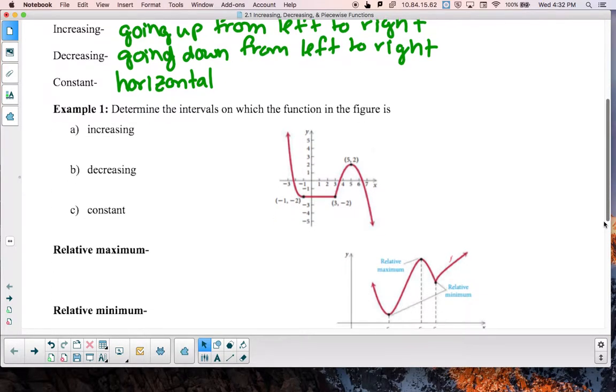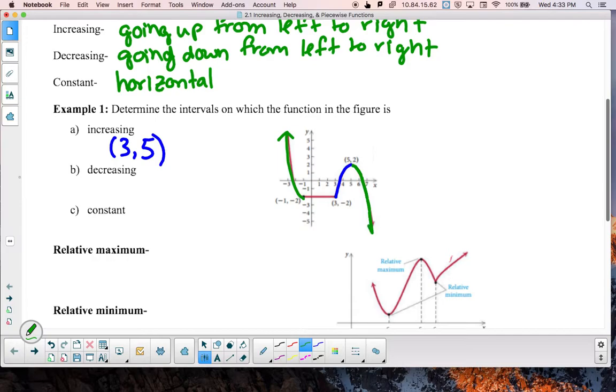So if we look at example 1, for the intervals on which the function is increasing, we just have one little section here, and that is when x is from 3 to 5. Again, we're using parentheses because we do not include those endpoints, because that's where it is changing. For decreasing, we have two different sections. We have this section right here, and it is continuing that way, and then we have this other section over here, so it's going from negative infinity up to negative 1.